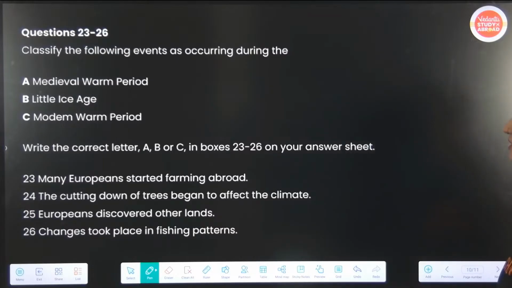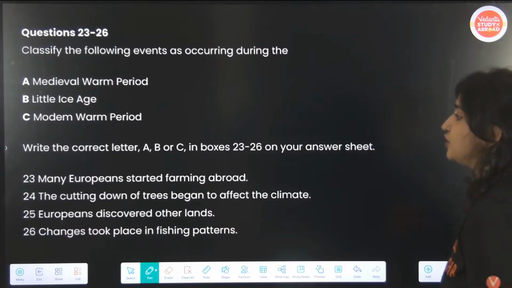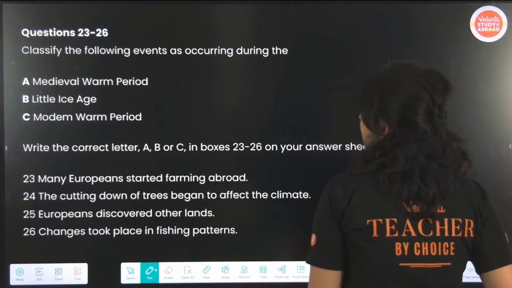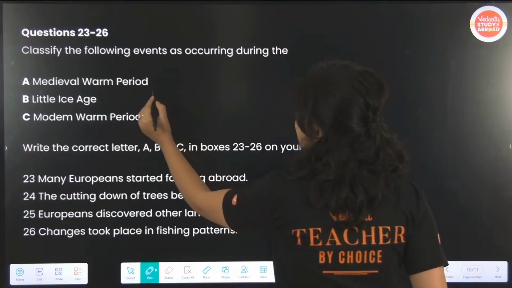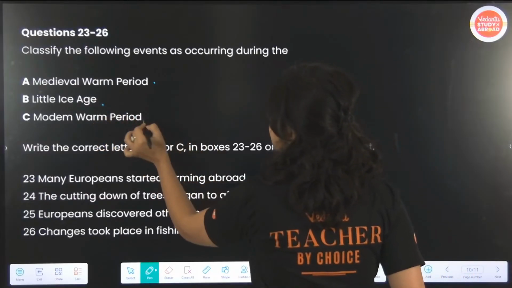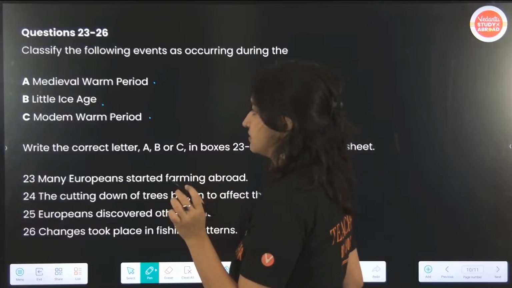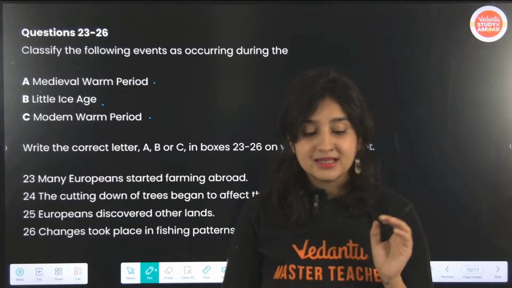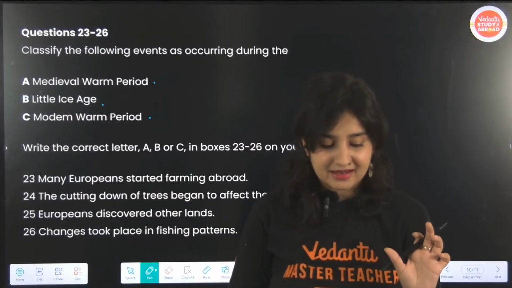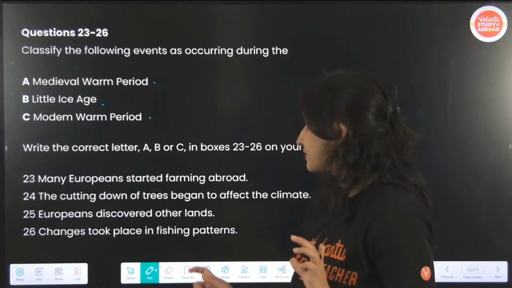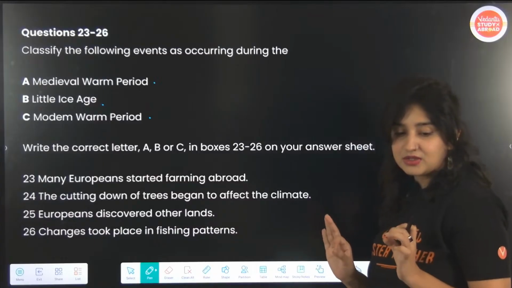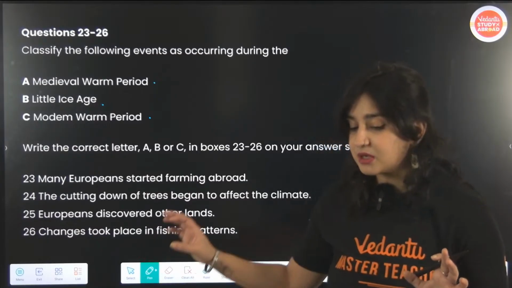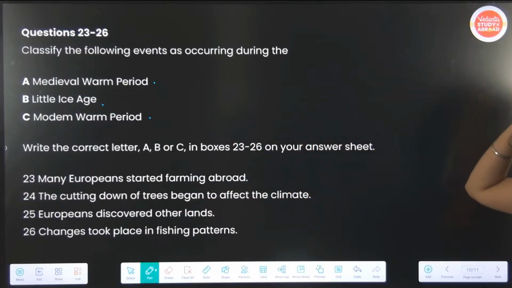Final questions 23 to 26. Now you have to classify these 23, 24, 25, 26, depending upon whether they happened in the medieval warm period, Little Ice Age, or the modern warm period. Luckily, we have labeled all the paragraphs, and we will instantly be able to tell which of these happened in which period.